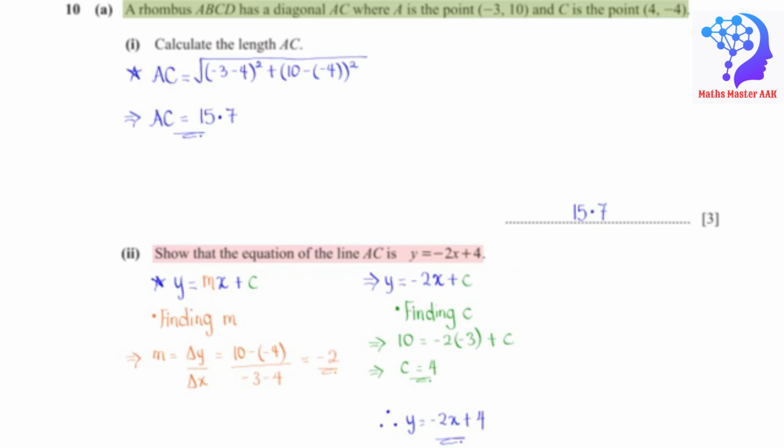To find the value of c, we can use one set of coordinates on the line AC. If we pick the coordinates of point A, we have 10 equals -2 times -3 plus c. When we make c the subject, we have c equals 4. Hence, the equation of the line AC is y equals -2x plus 4.